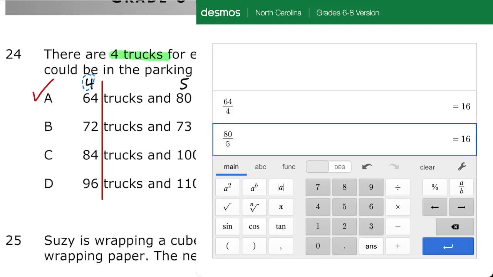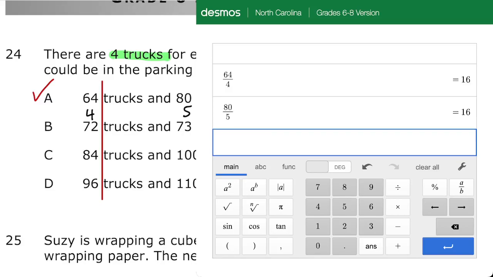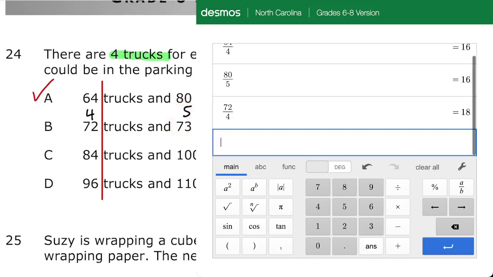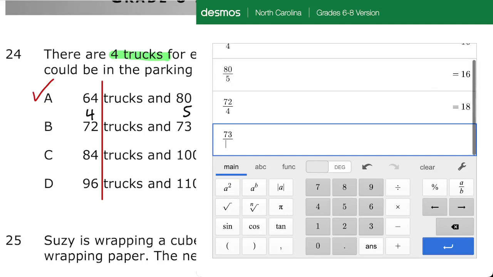So we're looking at 4 going to 72 and 5 going to 73. Let's do the math. What is 72 divided by 4? That gives me 18. So let's see if 73 divided by 5 equals 18. 73 divided by 5, that equals 14.6. So that's definitely not the answer. It can't be answer choice B.